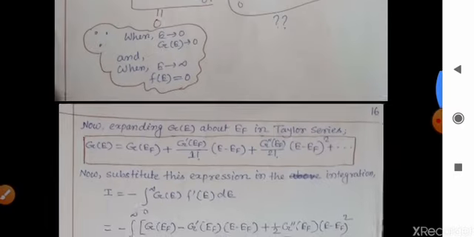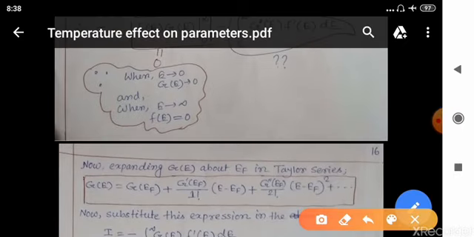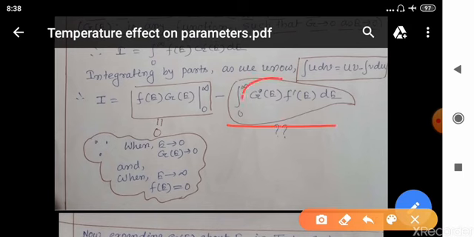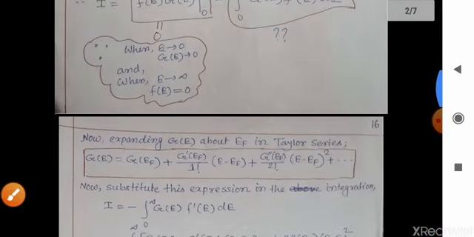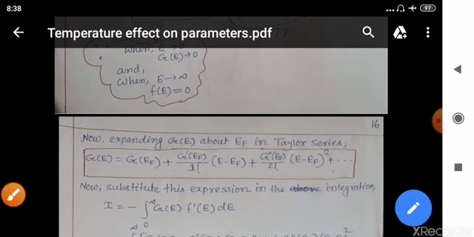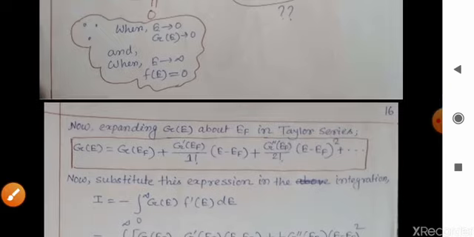So now, to evaluate this integration, that is this part, first we would like to expand G in terms of a Taylor series, and the Taylor series expansion will be about EF. So now G(E) becomes G(EF) plus G prime (EF) by factorial 1 times (E minus EF) plus G double prime (EF) by factorial 2 times (E minus EF) whole square. Now substitute this expression in the integration.